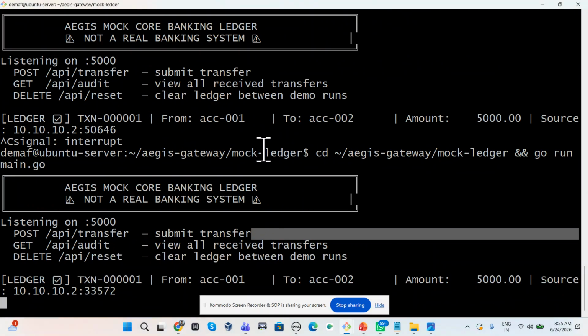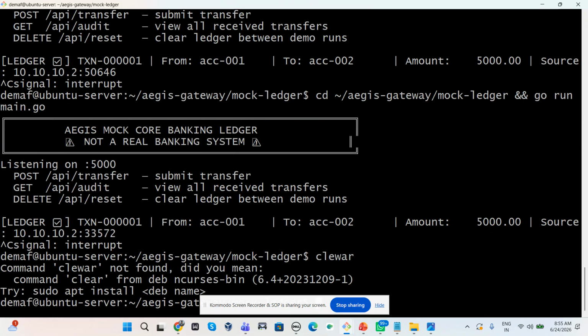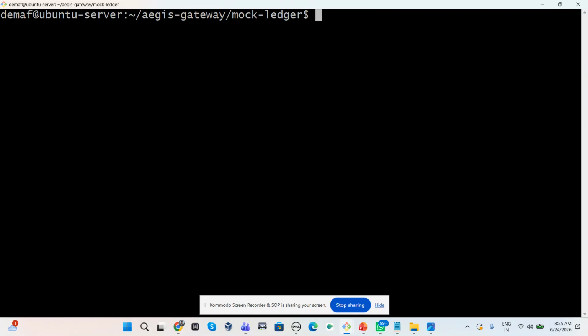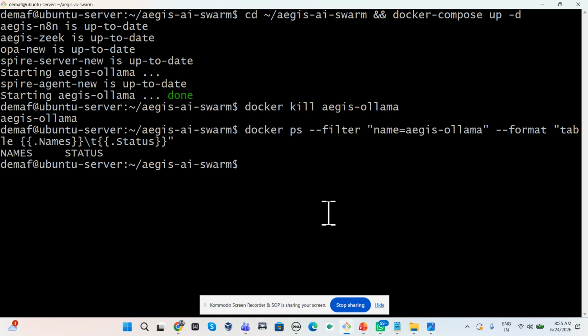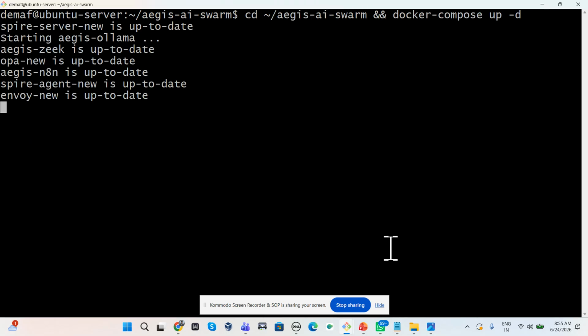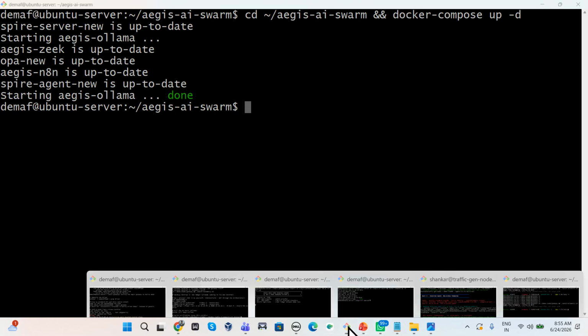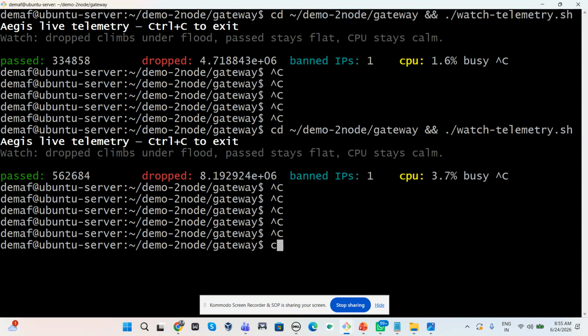In the second terminal, we are running the protected system, the mock banking ledger. In the next terminal, we are running the management and control plane. In the final terminal, we are running the telemetry.